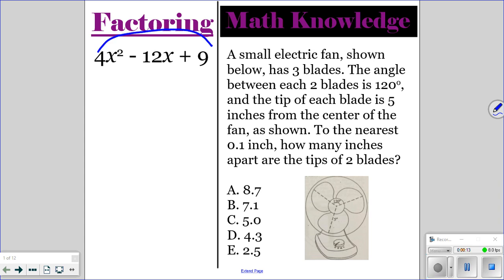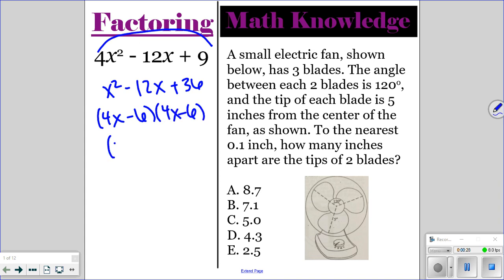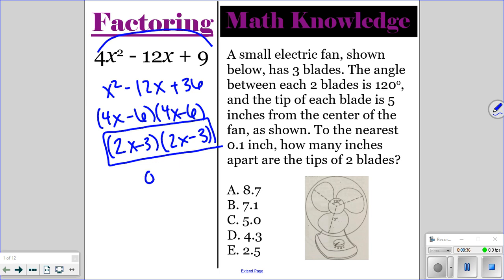And so when you remove the 4, you'll have x squared minus 12x plus 36. And then when you factor it, you'll replace the 4, and you'll have 4x minus 6 times 4x minus 6. And then these will both reduce by 2, so 2x minus 3 and 2x minus 3, which you can also write as just 2x minus 3 squared.